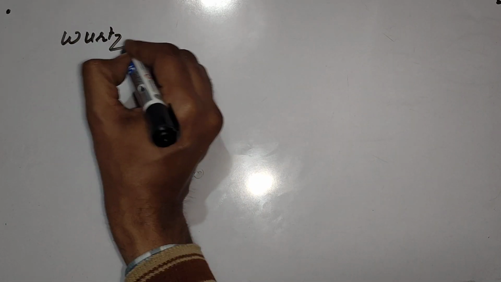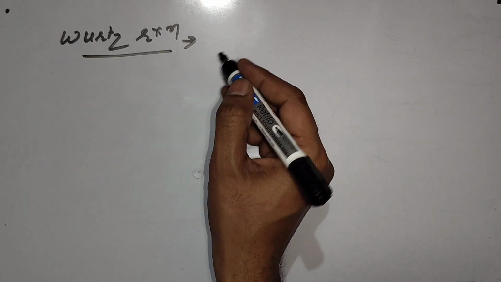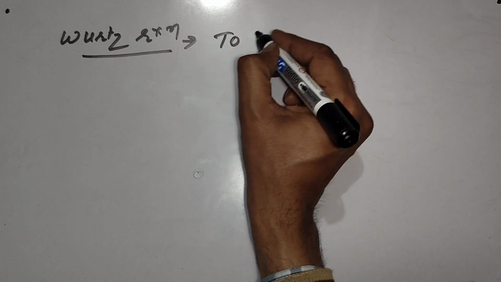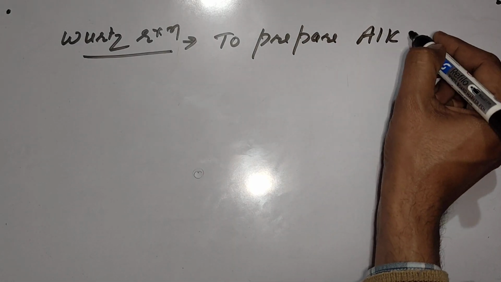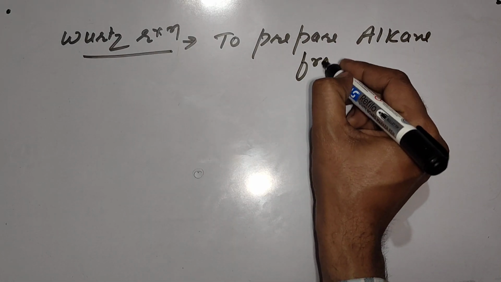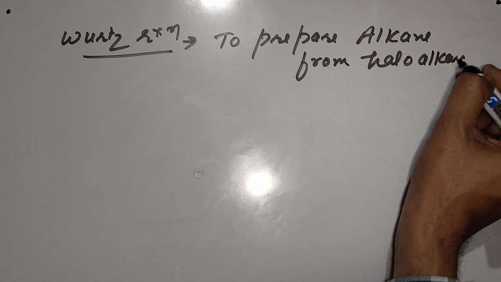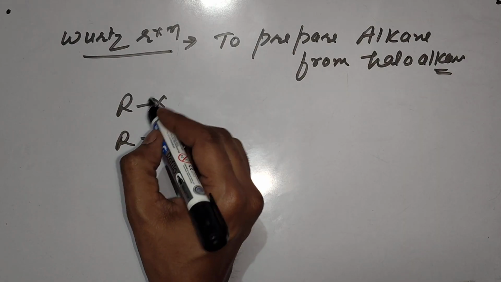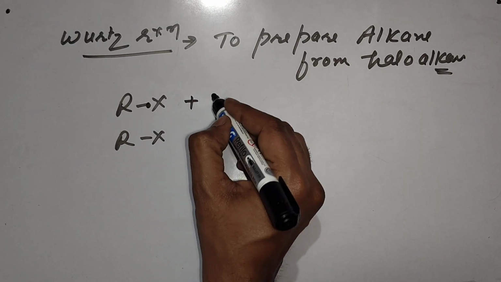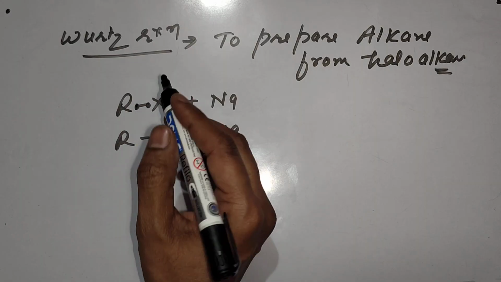Next reaction, Wurtz reaction. Very easy to understand. First let's check. It is used to prepare alkane from haloalkanes. RX, meaning haloalkane, reacts with sodium. Now it is very easy to understand that reaction.